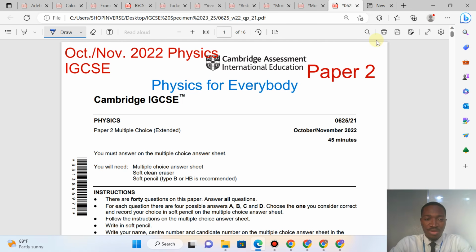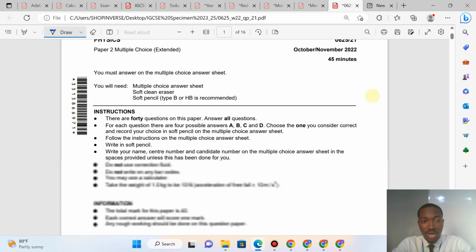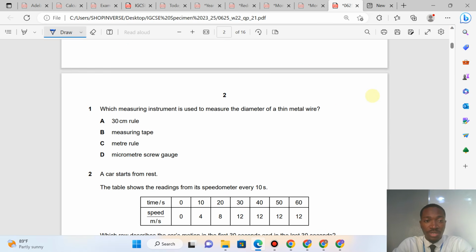Students, today we'll be solving the 2022 Physics IGCSE October-November 2022 paper 2. So we are doing the paper 2 variant 1, that's paper 2-1. Be attentive throughout this class, please. Alright, let's go straight to what we have to do for the day.